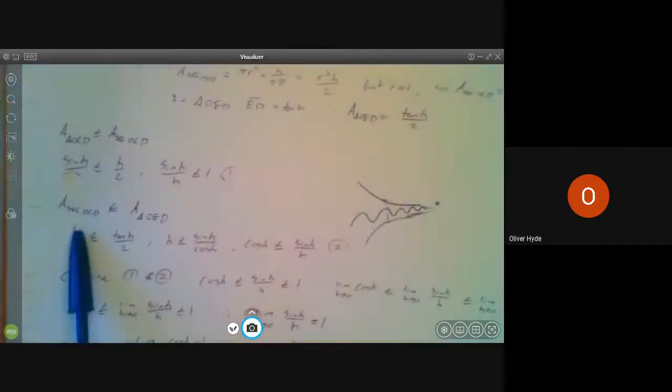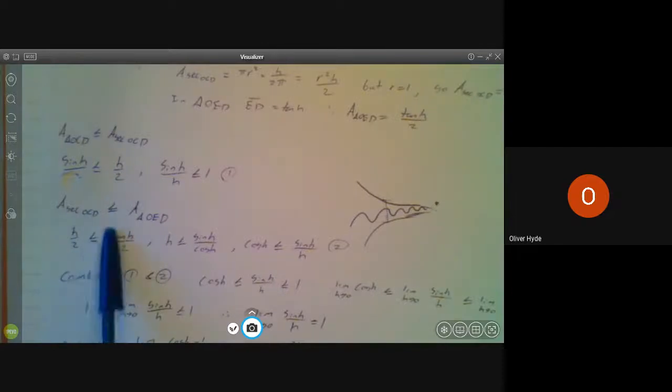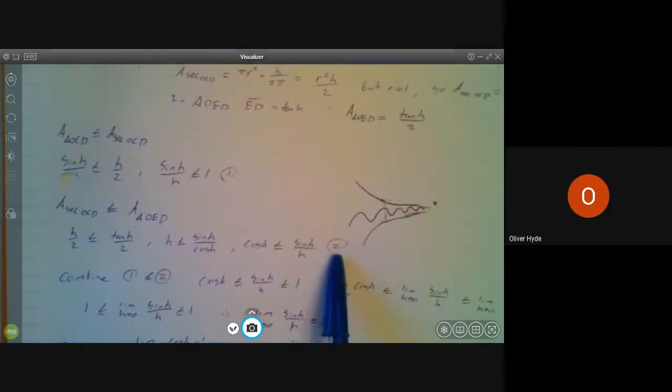The area of the sector has to be less than the area of that larger triangle. I substitute in the information from above in here. That means that h divided by 2 has to be less than or equal to the tangent of h divided by 2. I rearrange here and get that h has to be less than the sine of h divided by the cosine of h, or the cosine of h has to be less than the sine of h over h. It's a little bit of tricky rearrangement. I called this statement number 1 and this statement number 2.